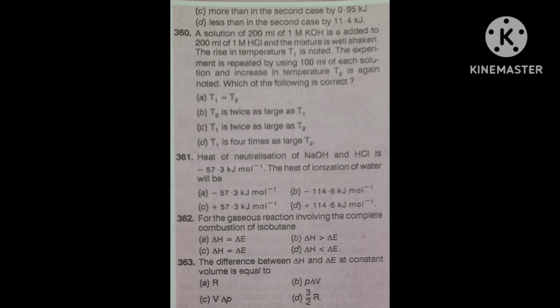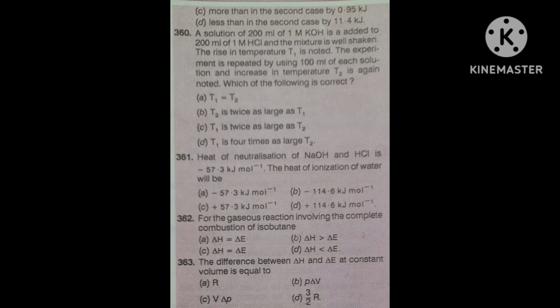Now next question. For the gaseous reaction involving the complete combustion of isobutane: first option, delta H is equal to delta E; second, delta H is greater than delta E; third, delta H is equal to delta E. I think the first and third options are the same; consider A or C both same. I think the question is written like this only. Fourth, delta H is less than delta E.